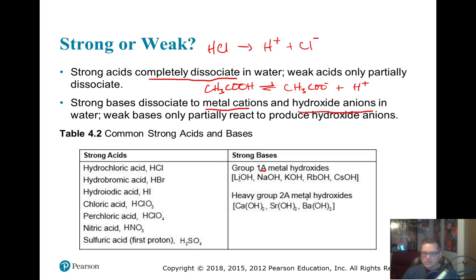And then the column right next to it, the alkaline earth metals, the heavier ones form strong bases. So beryllium and magnesium are not defined as strong bases, but calcium, strontium, and barium are defined as strong bases. All right, so bases are easy. Essentially, it's the first two columns paired with hydroxide, except for beryllium and magnesium.